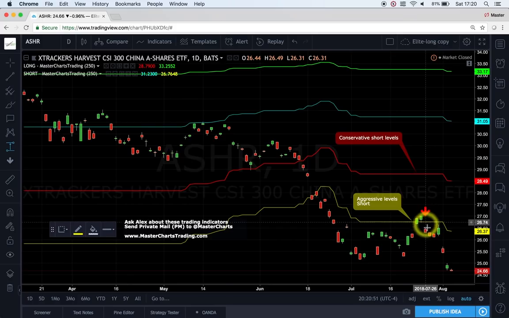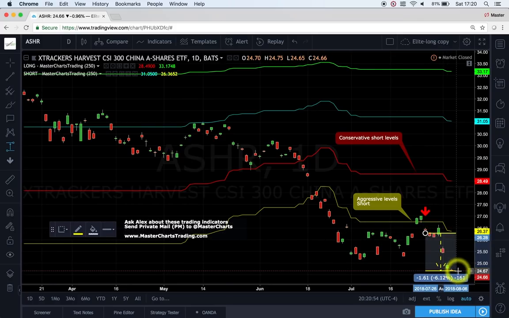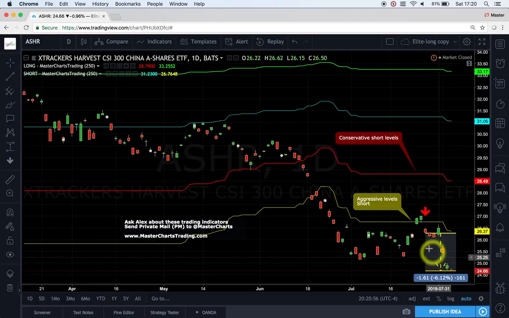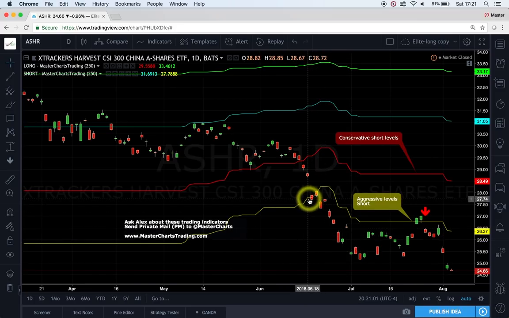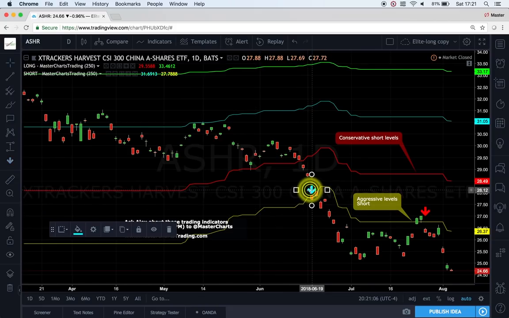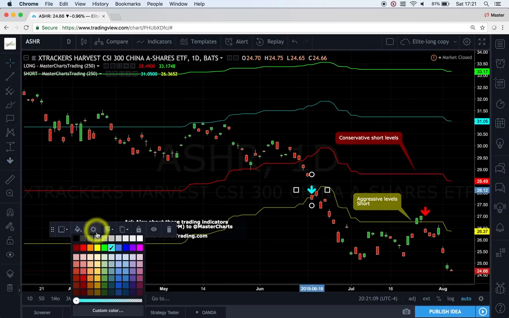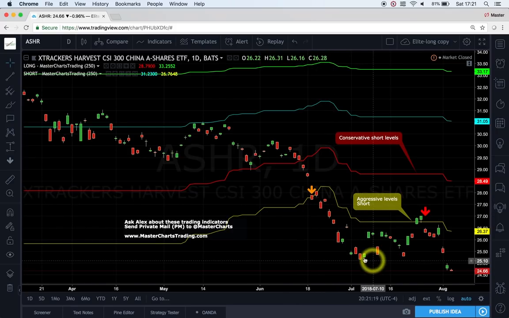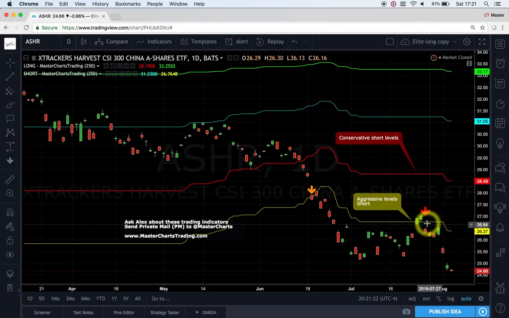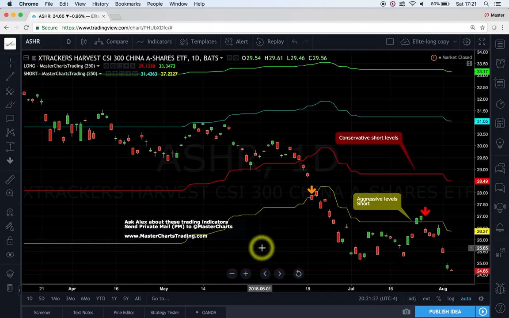Let's say you shorted it on breakdown. There's a nice 6% gain because you shorted it, or a loss if you still have it open. So notice that there's that breakdown on the 19th of June. This is definitely a bearish break right there. Not even a bounce, immediate selling, big immediate selling. Now a shallow bounce to the aggressive short levels, and now a push lower. Again, these indicators can be had at MasterChartsTrading.com.